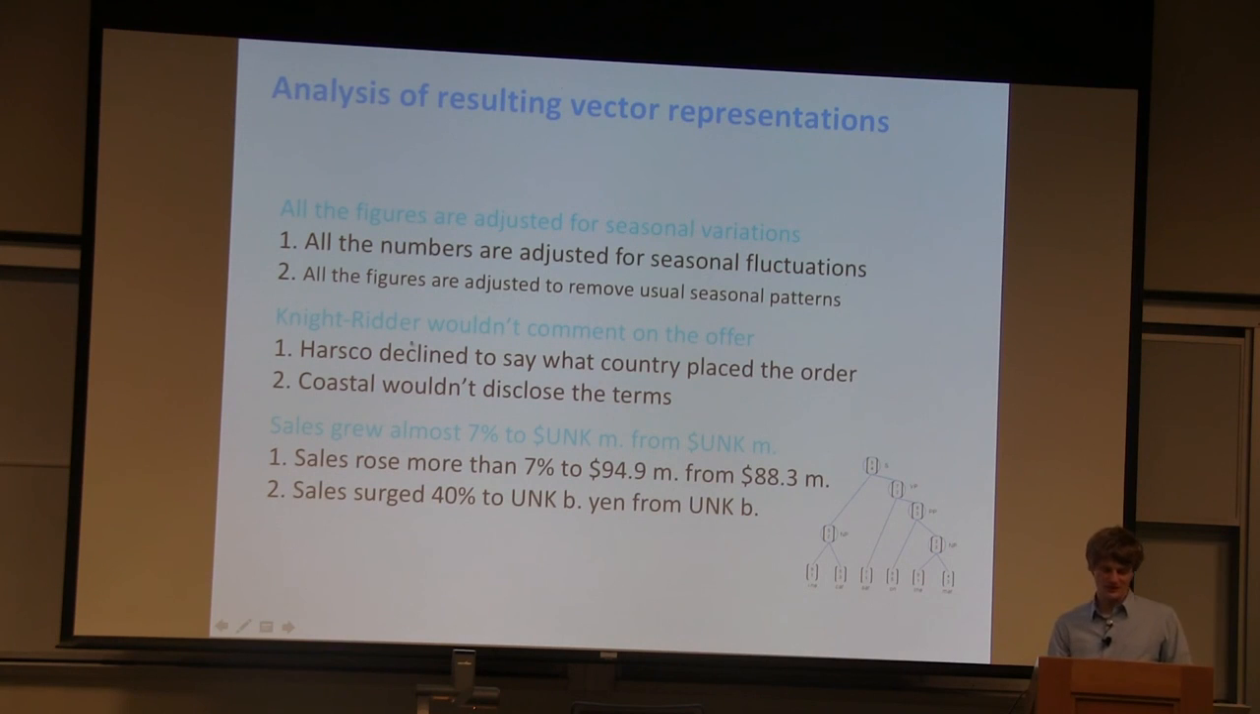So now here you have a couple of organizations, and you see that it captures the syntax again, similar to our word vectors, where first we captured that this is a noun, but then when we zoom into the noun, you have similar semantic information too. Nightritter wouldn't comment on the offer is close to Harsco declined to say what country placed the order, and the next closest nearest neighbor in our high dimensional embedding space is Coastal wouldn't disclose the terms. So you can see some organization, some kind of negation, which can be wouldn't or decline, different ways, and then commenting, saying, disclosing something of some financial nature.